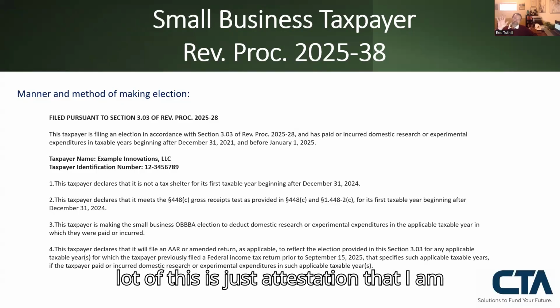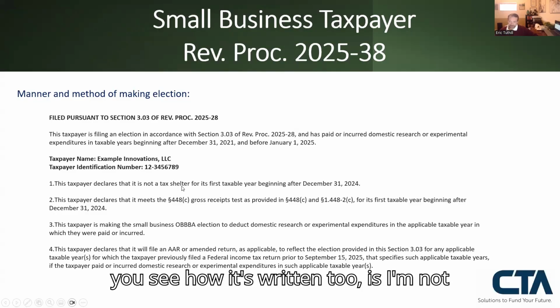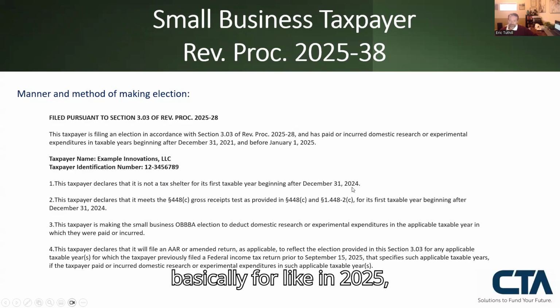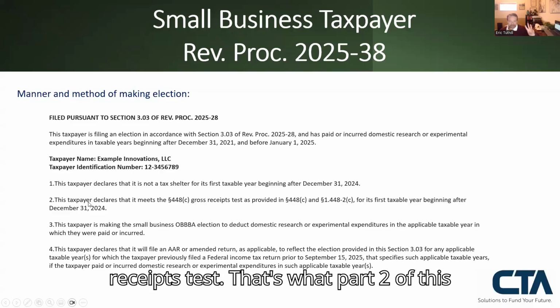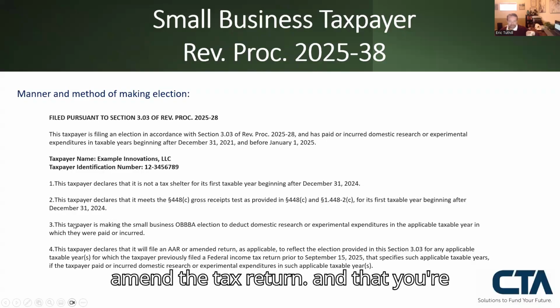And like I said, a lot of this is just attestation that this taxpayer is not a tax shelter, basically, for 2025, right? And that I meet the criteria of it being $31 million or less for the 3-year gross receipts test. That's what part 2 of this election says. I meet that criteria and I'm allowed to do this and go back and amend the tax return.